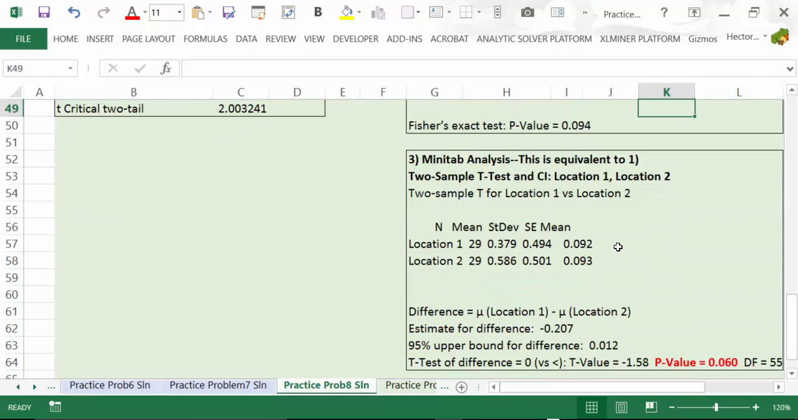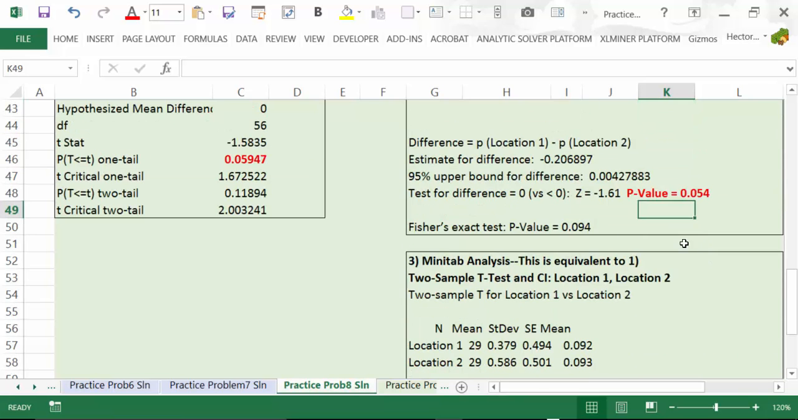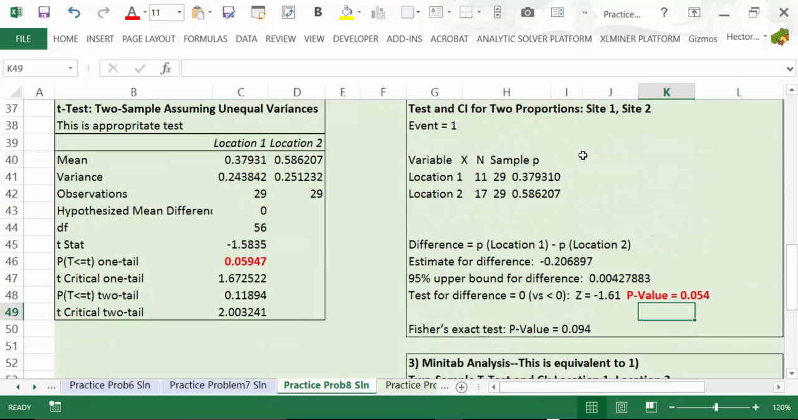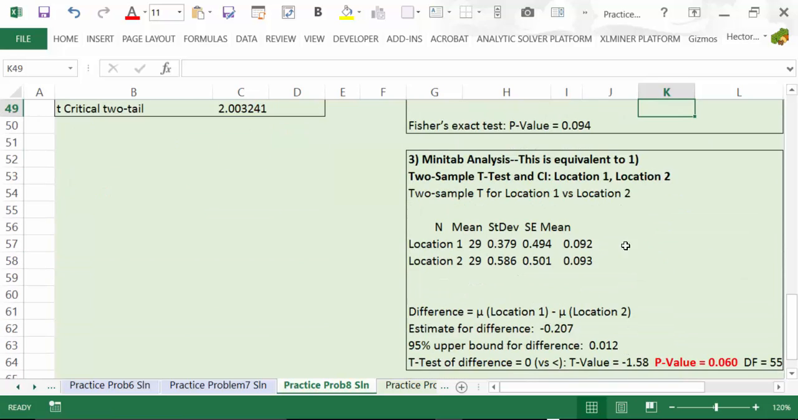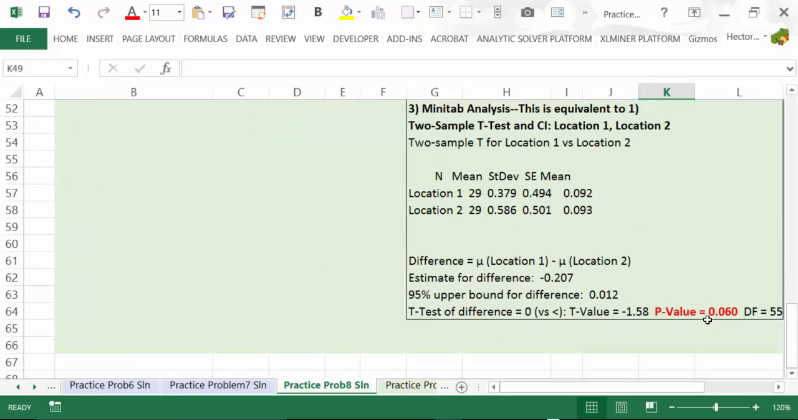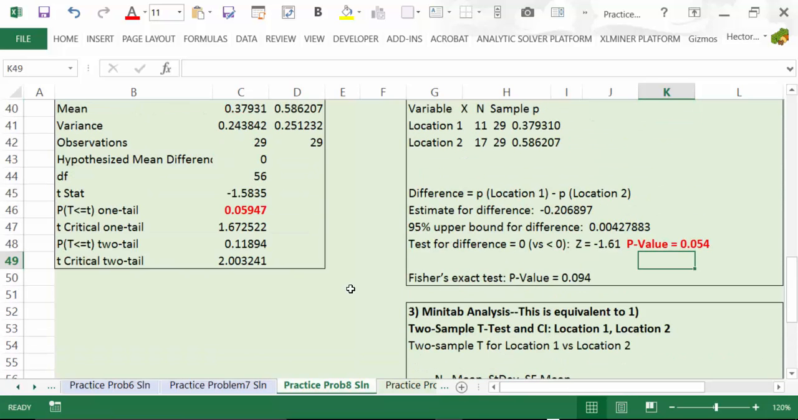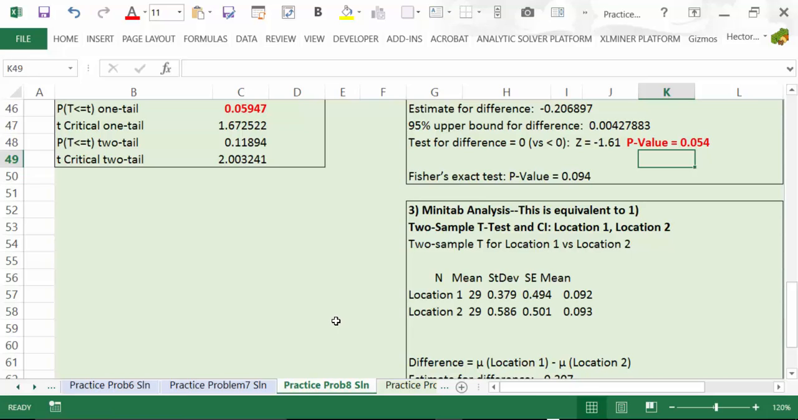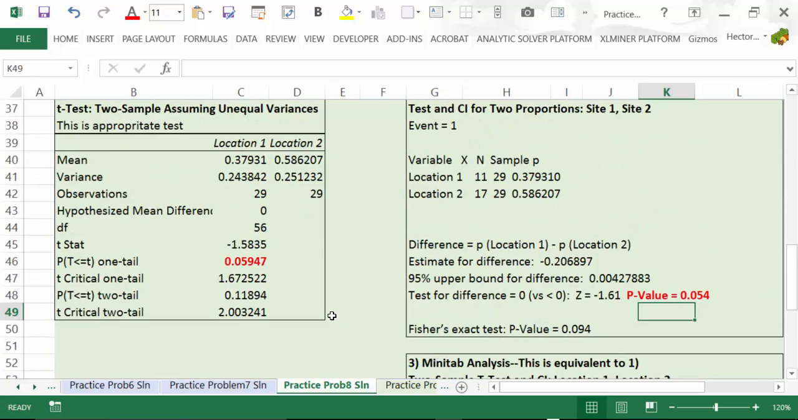I can also use in Minitab a regular two-sample t-test. It doesn't care whether it's a proportion or any other metric that you're looking at. The previous test recognized that it was a proportion and assumed normality. This one doesn't. And notice what I get is 0.06, our p-value here for a one-tailed test, and that's very similar to what I got here. With rounding, it's 0.06. So again, I cannot reject the null hypothesis.